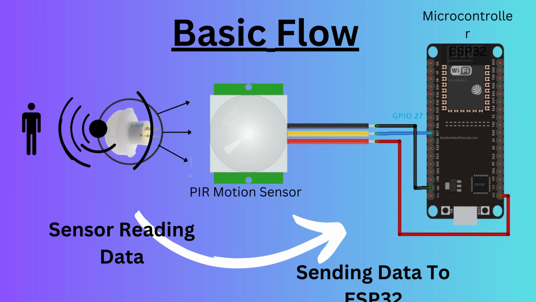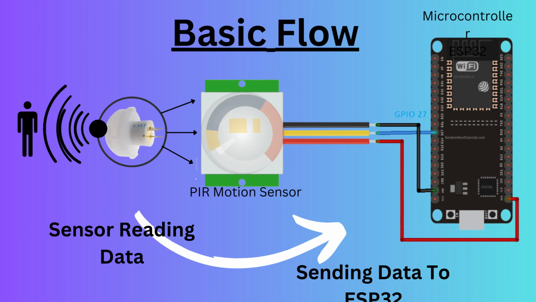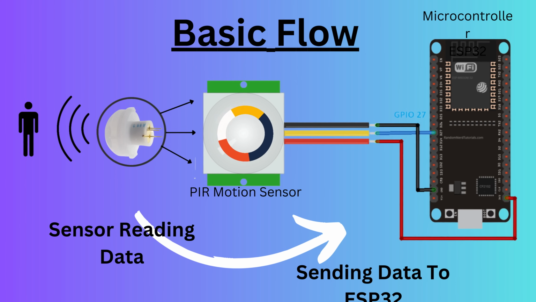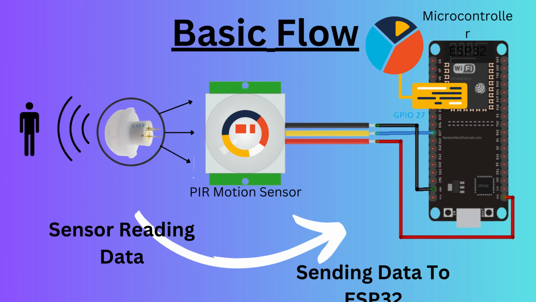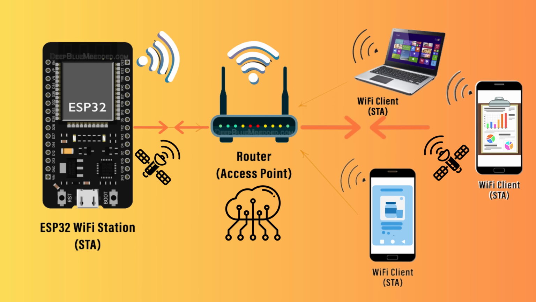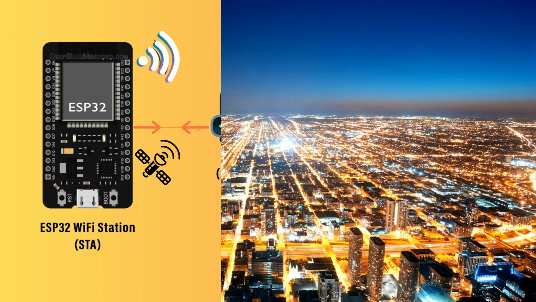Here's the basic flow. First, a sensor turns the real world into numbers. Second, a microcontroller reads those numbers. Third, a Wi-Fi module sends them to the internet. Finally, a server or app stores and displays the data and can send commands back.